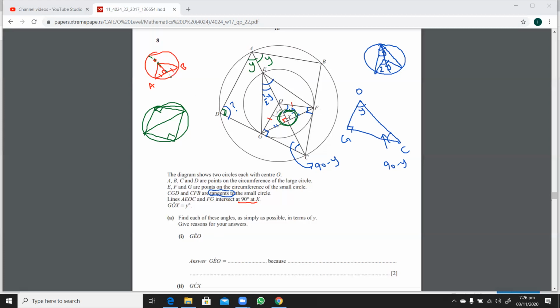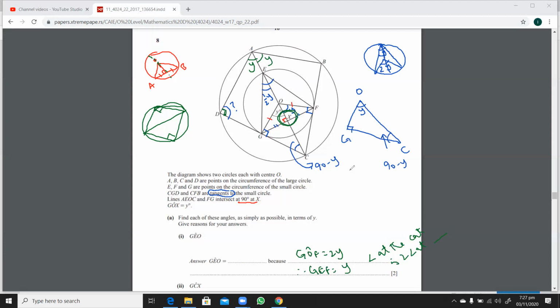And then you can say that since this is the line of symmetry, this angle GOF is equal to 2y. Therefore, angle GEF would be y. And the reason is angle at the center is twice the angle at the circumference. Okay, you will write that.